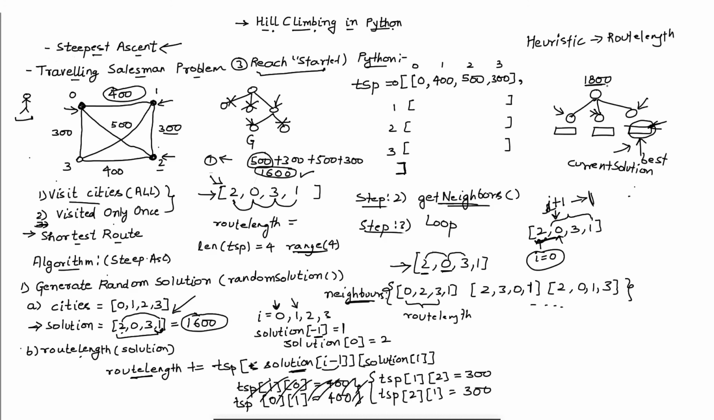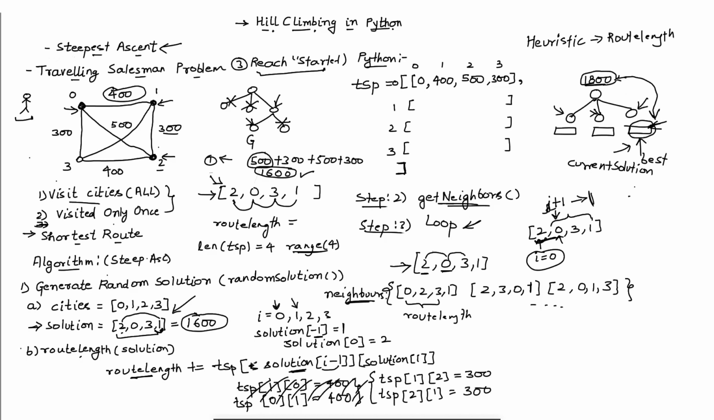And the current route length is 1800. We are going to compare that this route length is less than the best route length, and only then are we allowed to proceed inside of the loop. That is an important point. So if we want to go inside of the loop, we will have to check that the current route length is not better than the best route length.